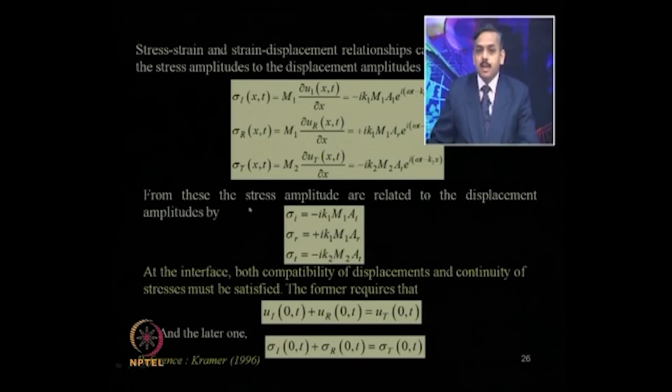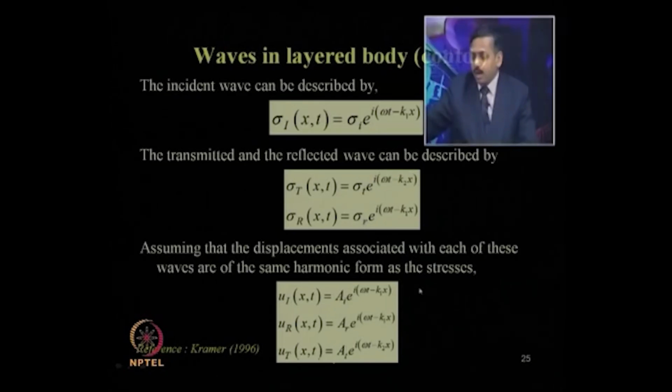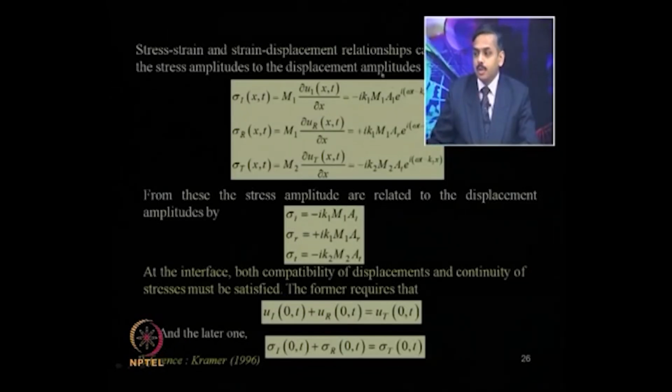So, from these, the stress amplitude and the related displacement amplitudes can be written. The stress amplitudes, which we had seen in the previous slide, are these for the incident wave, transmitted wave and reflected wave. And what are the displacement amplitudes? These are the displacement amplitudes from this stress-strain relationship, this and this. So, that is what is written. That is the correlation between stress amplitude and displacement amplitude for the incident wave, for the reflected wave and for the transmitted wave. After getting this correlation, what do we need to do?